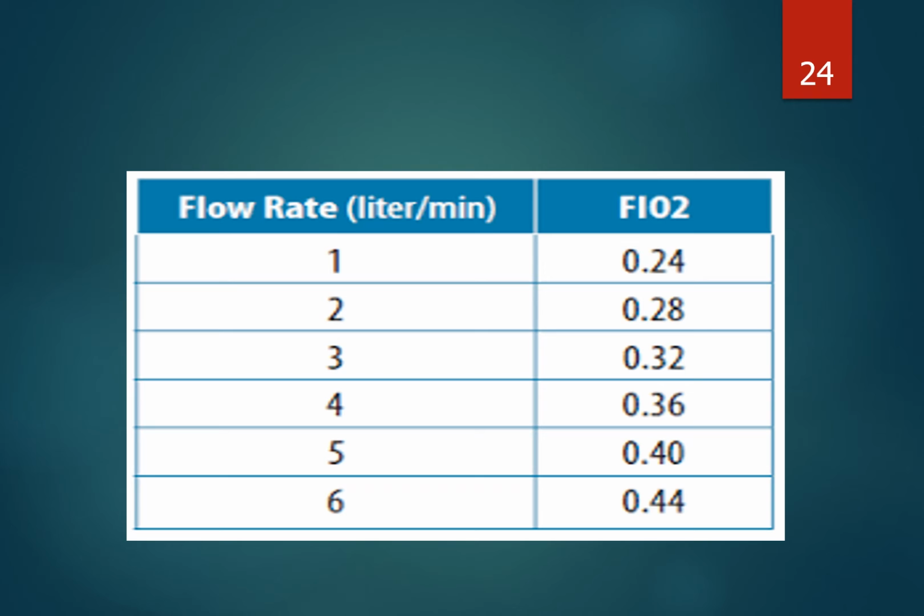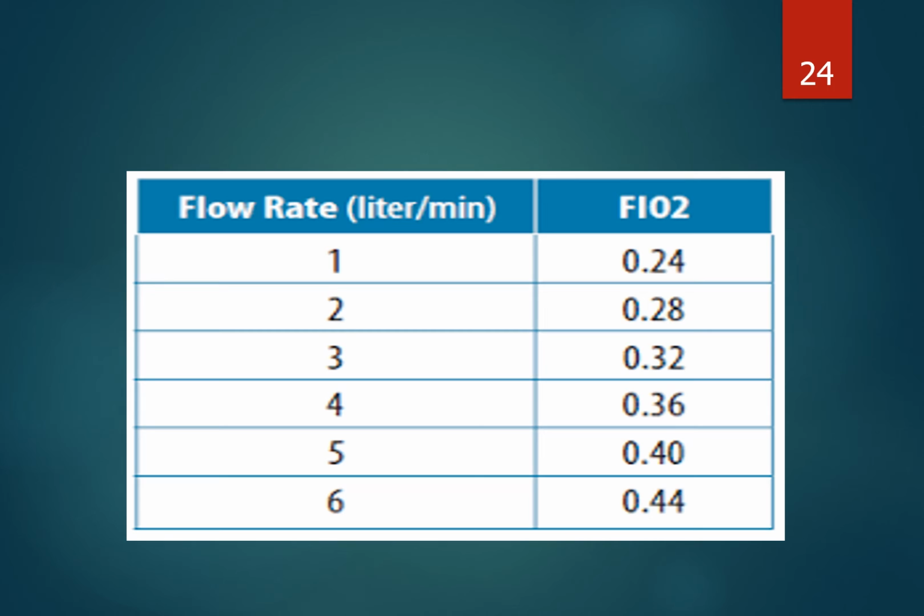So remember that flow rate of oxygen impacts FiO2. Room air, 21%. 1 liter, 24% FiO2. 2 liters, 28% FiO2. 3 liters, 32% FiO2. What happens when you get up to 5 liters at 40%? Are you given exactly 40%?